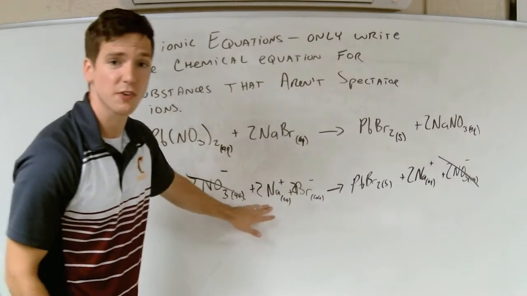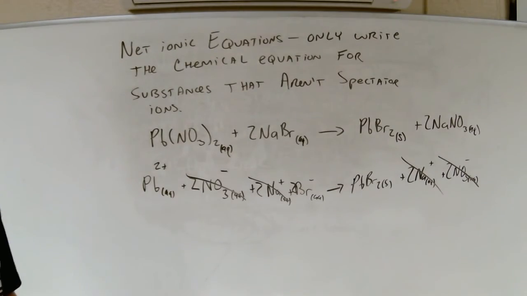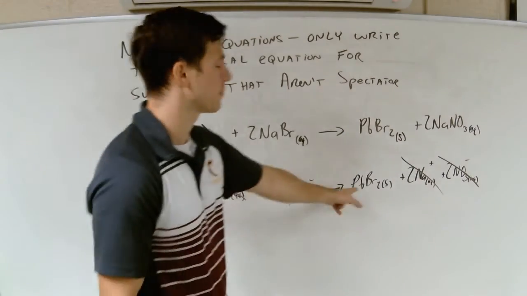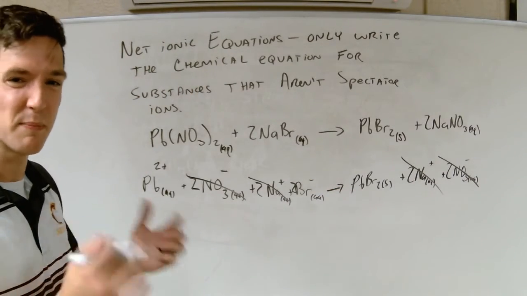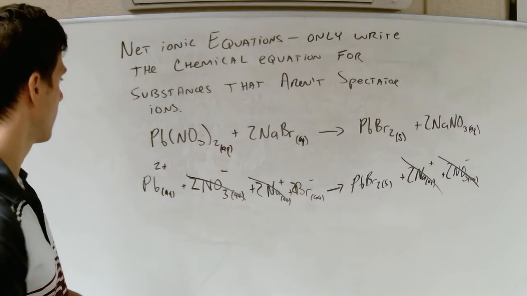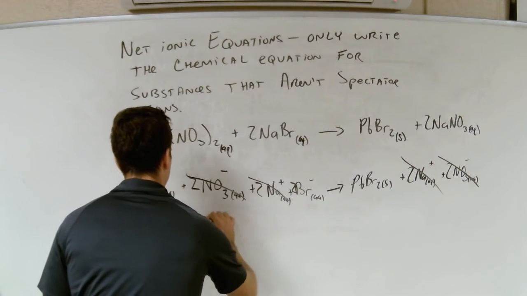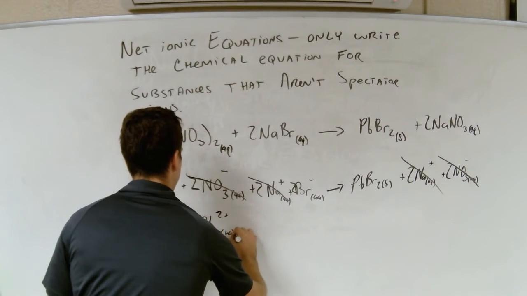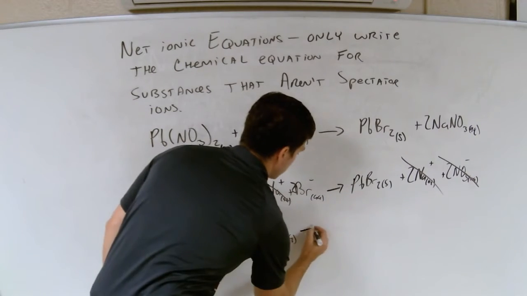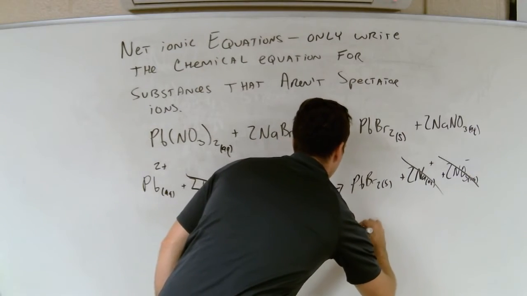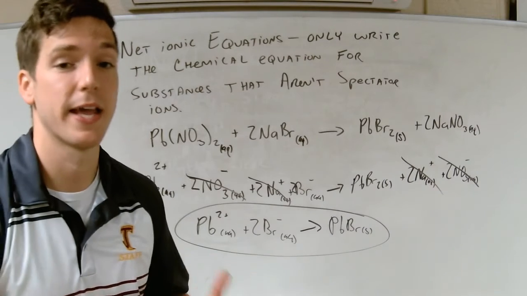I've got 2 Na+ over here and 2 Na+ over here, and those are exactly the same on both sides. There's a Pb over here and a Pb over here, but they're not exactly the same, right? It's not Pb2+ and Pb2+, it's Pb2+ and PbBr2. So whatever I'm left with is my net ionic equation: Pb2+ (aq) plus 2Br- (aq) goes to PbBr2 (solid). And that is my net ionic equation.